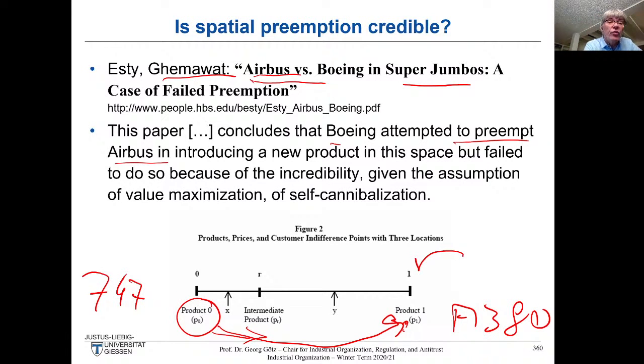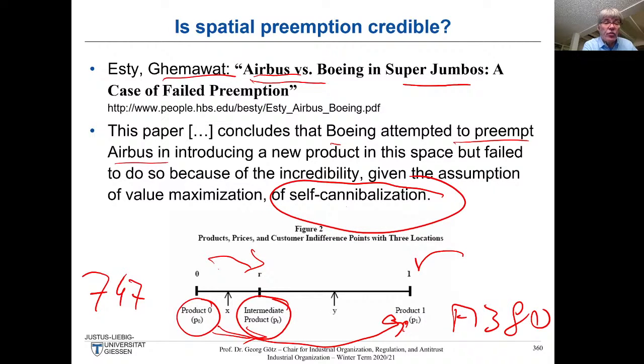So they could also produce some intermediate product, like say 600, but that also turned out not to work, because you would have seen a lot of self-cannibalization. This Boeing stretch jumbo would have been a competitor to the Boeing 747, and this would have cannibalized their own product, and therefore led to a lower profit. That's why Boeing didn't do that.